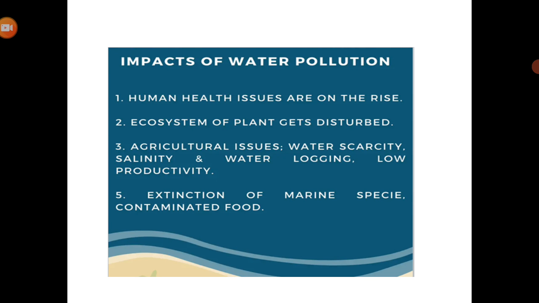So what are the consequences of water pollution? Already we discussed that human health issues are on the rise as the level of pollutants increases in the water. The ecosystem of plants gets disturbed. Agricultural issues like water scarcity, salinity, and water logging lead to low productivity. Then extinction of marine species, and contaminated food.